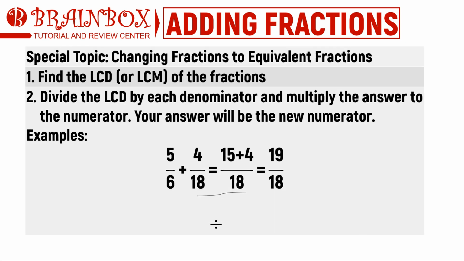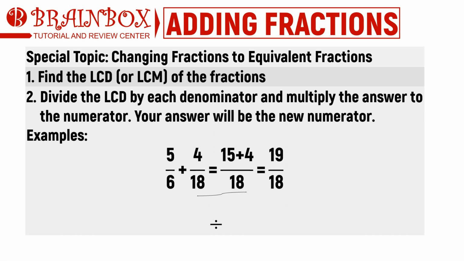Special topic: changing fractions to equivalent fractions. 1. Find the LCD, or LCM, of the fractions. 2. Divide the LCD by each denominator and multiply the answer to the numerator. Your answer will be the new numerator. Example: 5/6 plus 4/18 equals 15/18 plus 4/18 equals 19/18. In cases where there is a need to convert fractions to its equivalent form, the following rules apply.